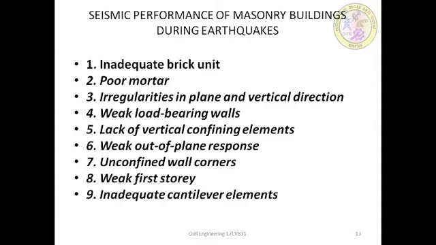Then the sixth one is weak out-of-plane response, the seventh is unconfined wall corners, and the eighth one is the weak first story. Then the ninth one is inadequate cantilever elements. So these are some of the reasons where one can notice damage to masonry during earthquakes. Now we'll see them one by one in detail.